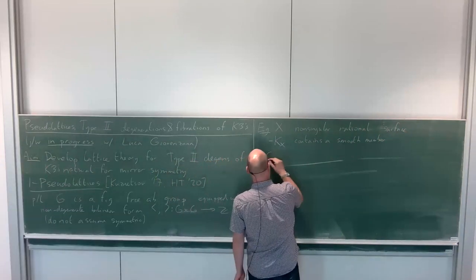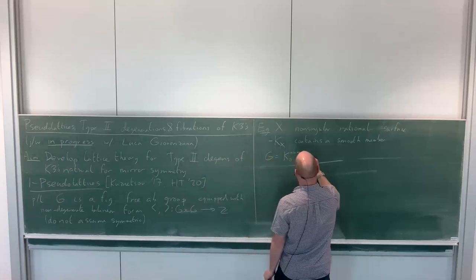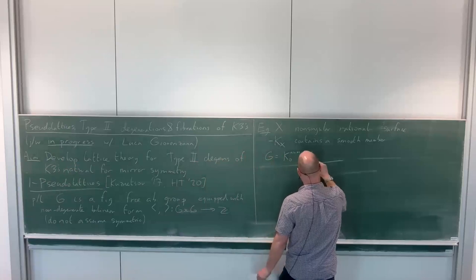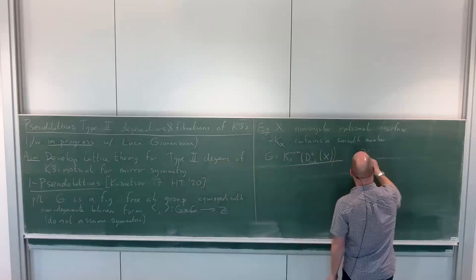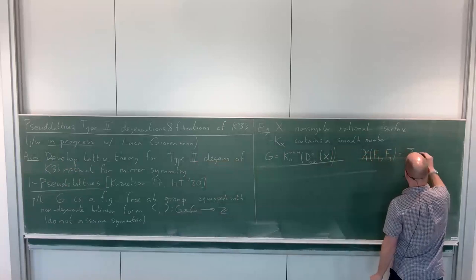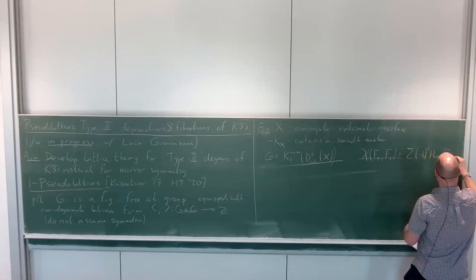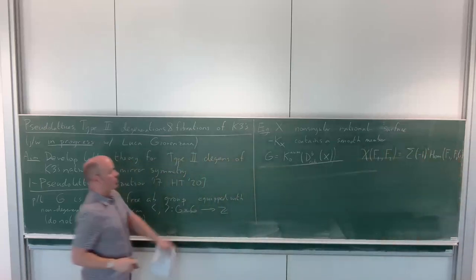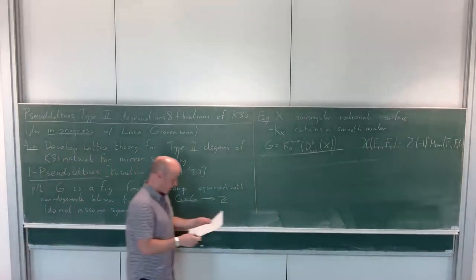So what we can do, we can build a pseudolattice G, and this is the numerical Grothendieck group of the bounded derived category of coherent sheaves on X. And we can equip this with the Euler pairing. The Euler pairing is given by, if I've got two classes of sheaves, F1 and F2, the sum of (-1)^i Hom from F1 to F2, shifted by i. So the shift by i means that this thing is not going to be a symmetric bilinear form. So this is going to be a pseudolattice.